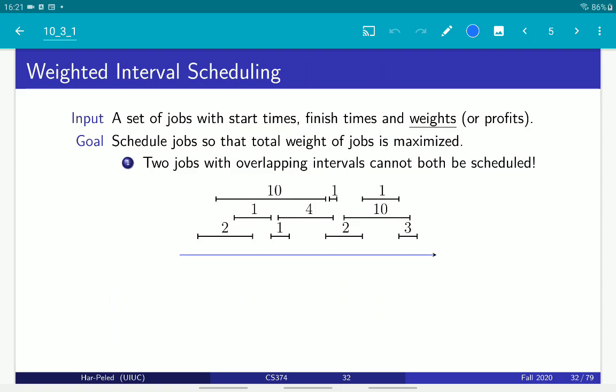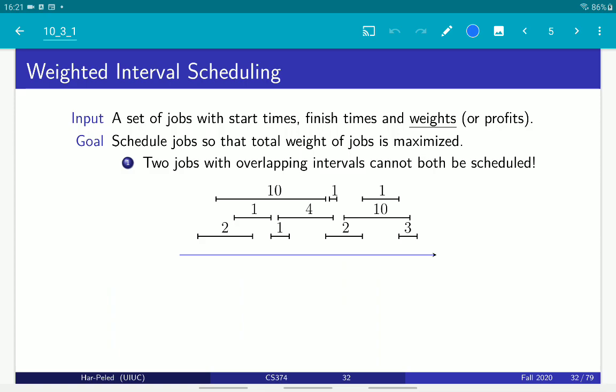Now, here is another problem, which is somewhat easier, even if it doesn't look easier. I give you jobs. A job starts at a certain time and ends at a certain time. So you can think about every job as an interval. So I give you intervals on the real line, and I want to pick an independent set of intervals. If you think about it as jobs, I want to pick a subset of the jobs such that no pair of them overlap.